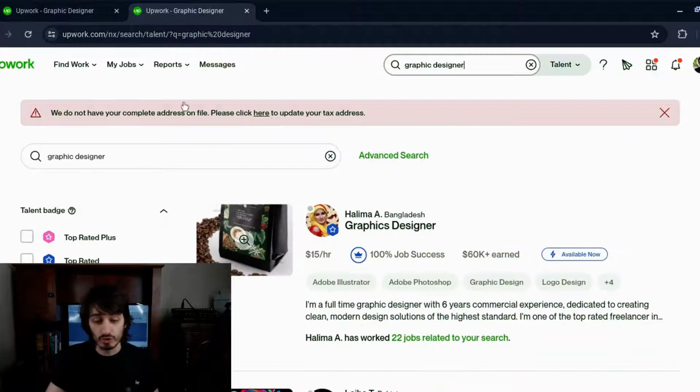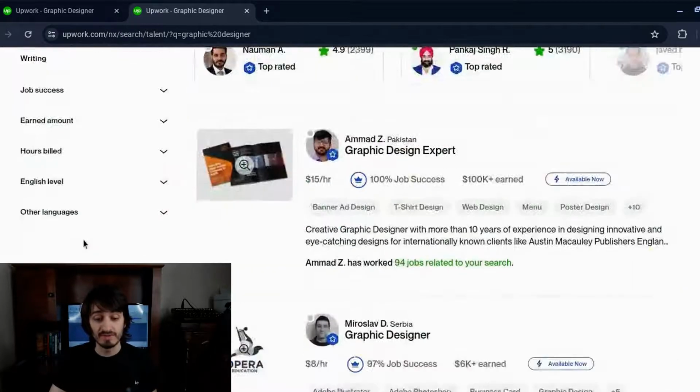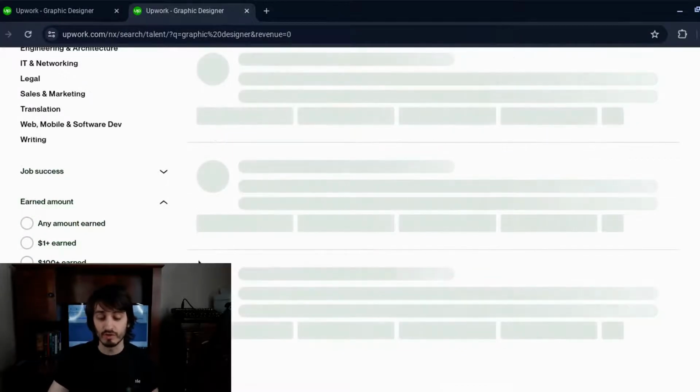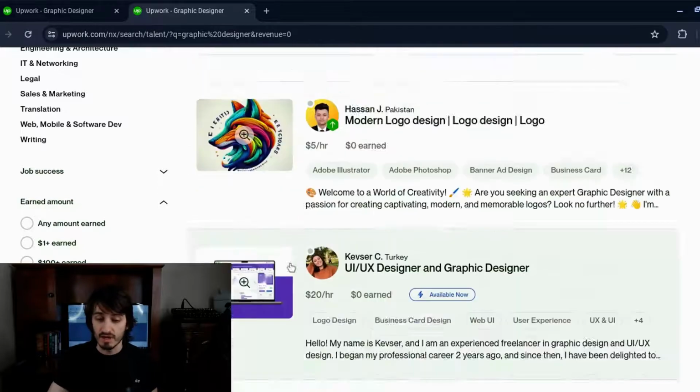Second search we're going to do is look for freelancers who have not been able to find jobs on Upwork. So I'm going to drop down and look at earned amount and choose no earnings yet. So we're only going to find people who have never been able to make money on Upwork.